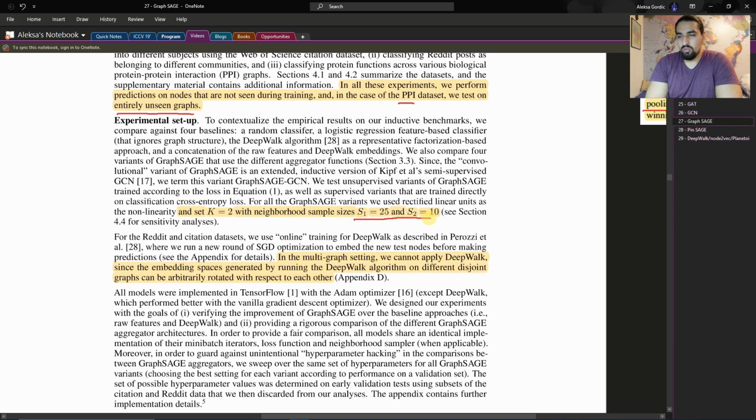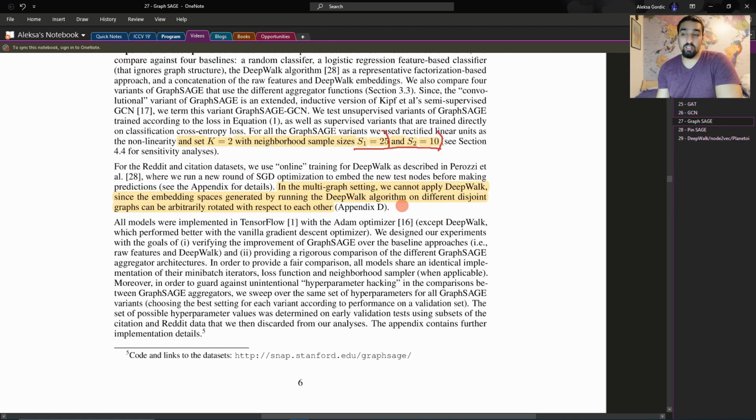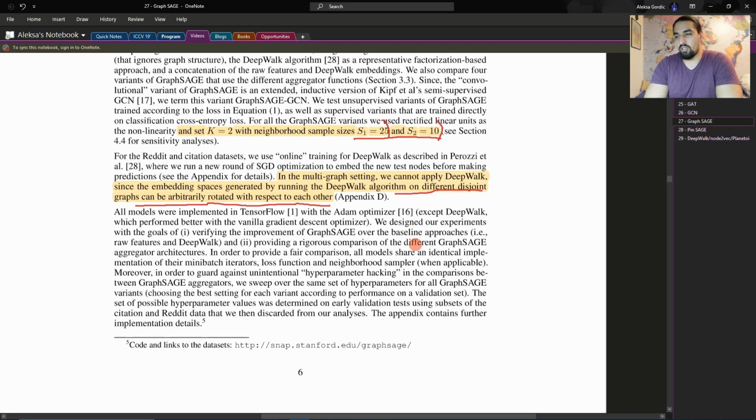As I already mentioned, they used sampling sizes of 25 neighbors in the first layer, 10 in the second layer. And one more detail is that in the multigraph setting, they can't apply DeepWalk because of this fact. So in the multigraph setting, we cannot apply DeepWalk, since the embedding spaces generated by running the DeepWalk algorithm on different disjoint graphs can be arbitrarily rotated with respect to each other. And I'll touch on that a bit later, but just for now, keep in mind that those graph embedding methods are really hard to generalize to the inductive setting.